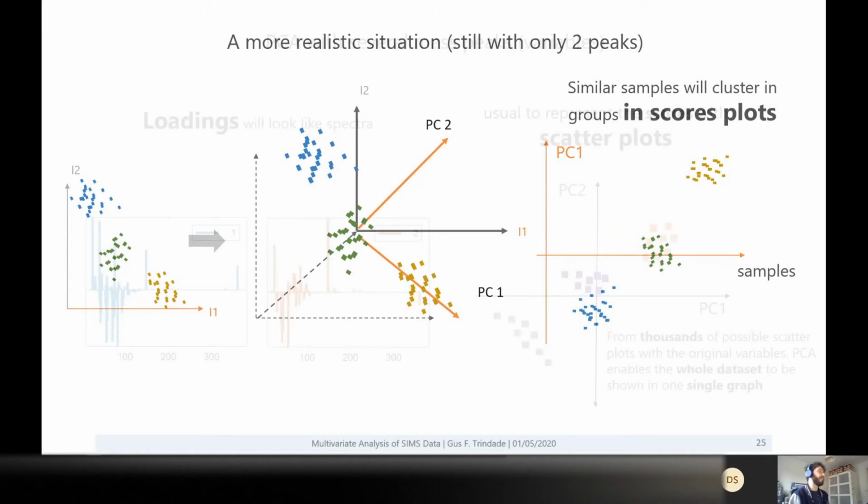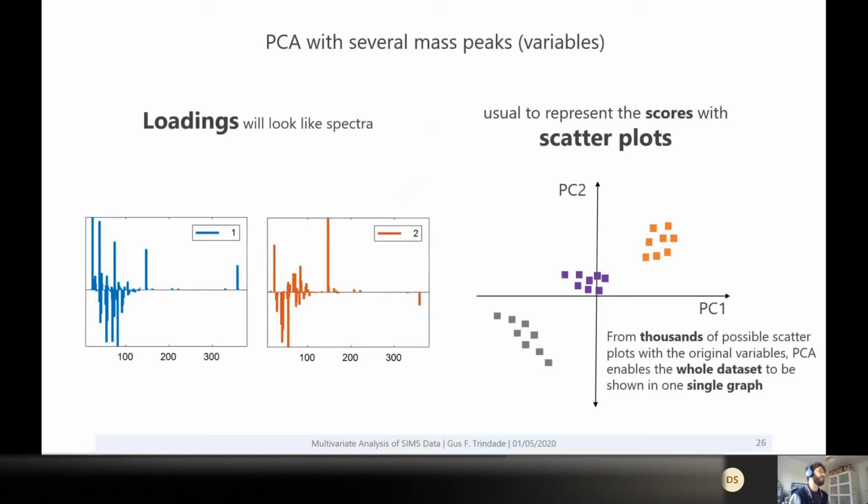So if we do PCA for several mass peaks, based on what we know about the loadings in 2 dimensions, when we do hundreds of dimensions, they will look like spectra because it's just a series of peaks with specific ratios among themselves, pointing upward and downwards. So it's quite helpful because when we see this sort of structure, it reminds us of spectra, so we can identify patterns that come from a knowledge of the chemistry.